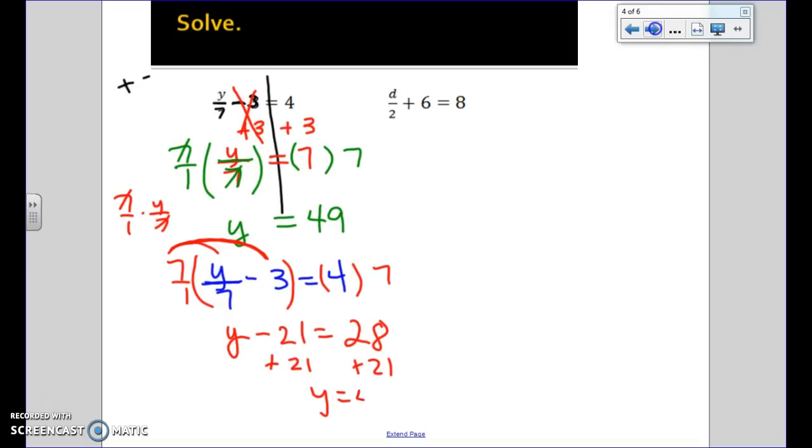If you do everything correctly, there is still the solution of 49, but if you follow addition, subtraction first, multiply, divide second, that's going to be the path of least resistance.